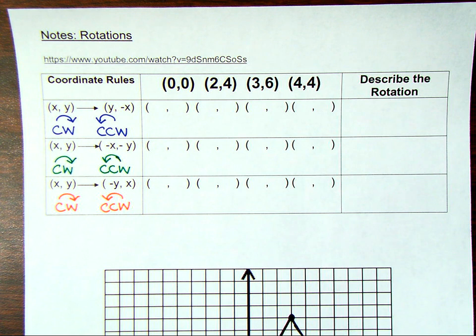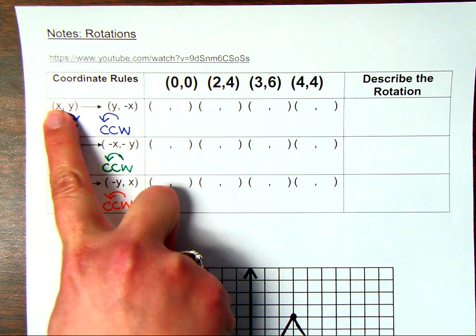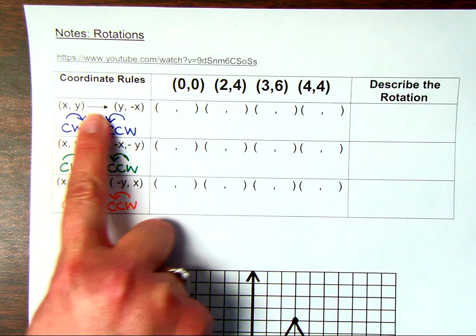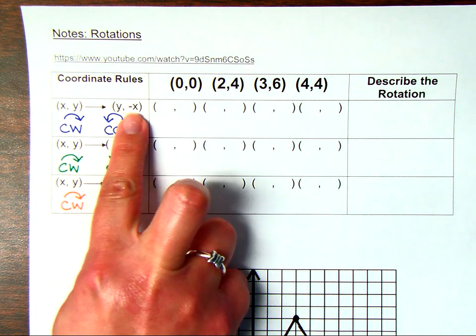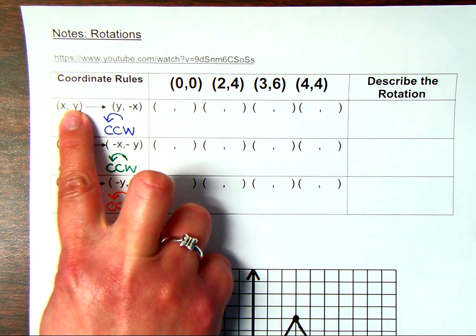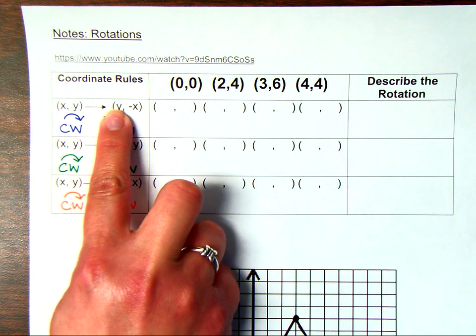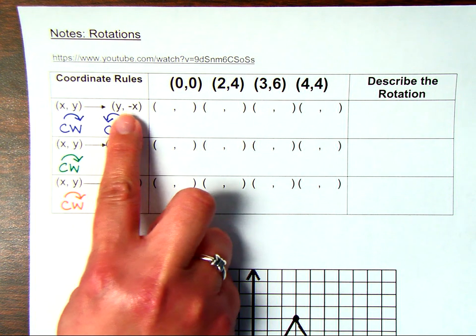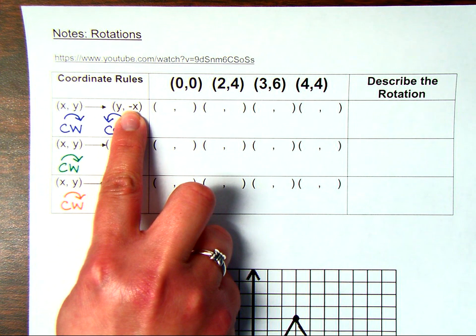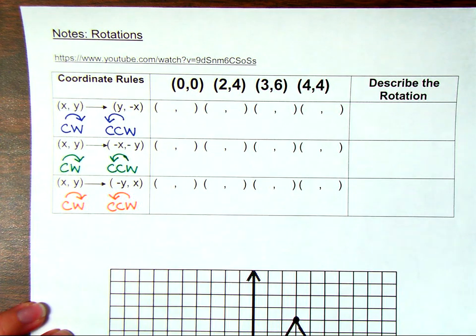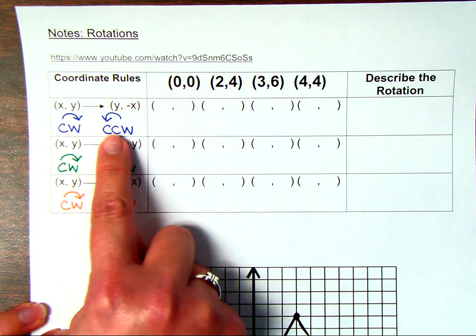So our coordinate rules look very different. We have x, y, and that's going to be our original ordered pairs. But first, my y and my x switch spots. So my original y, whatever that was, is now my new x value, and my original x is now the opposite, because remember that negative doesn't necessarily mean negative, it means opposite. It's now going to be my new y for this part. And we're going to talk about clockwise and counterclockwise.